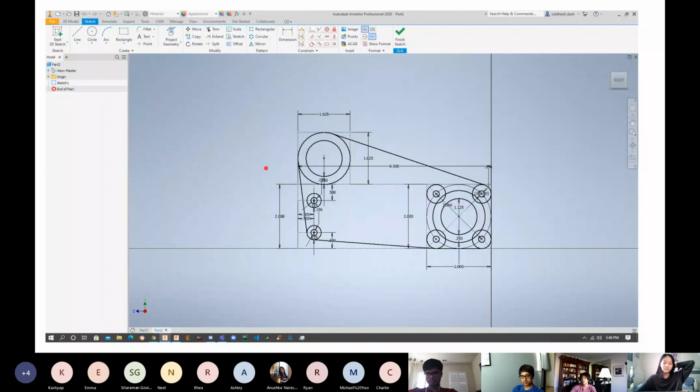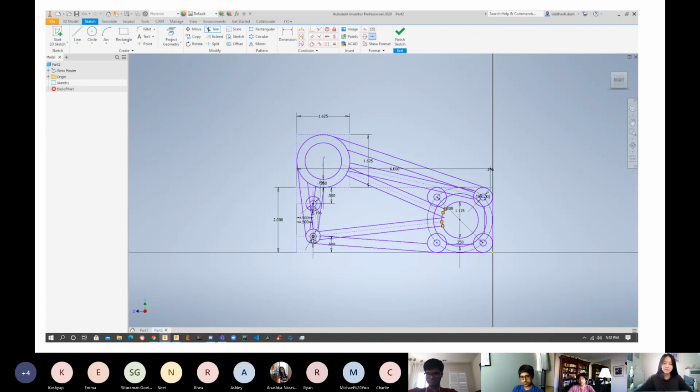Okay, so this is an example part of a plate with cutouts for holes and for mounts, basically for a motor or whatever. Next slide.